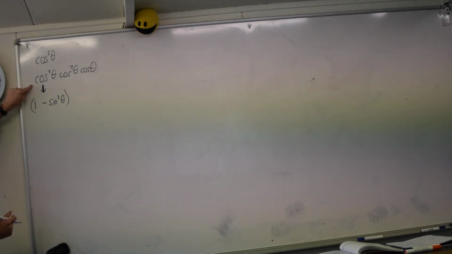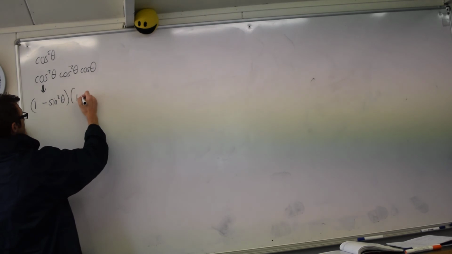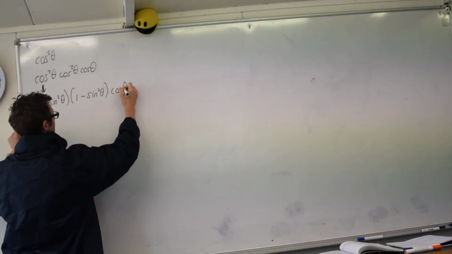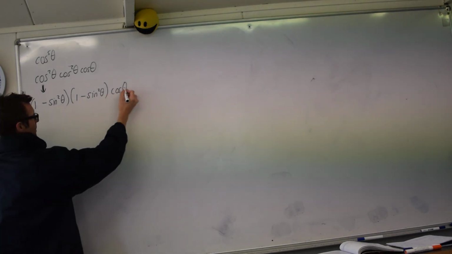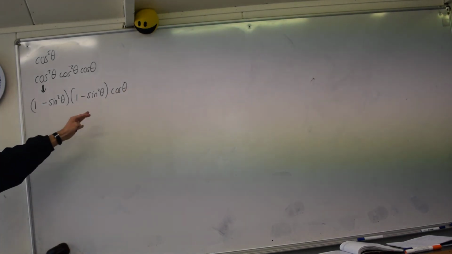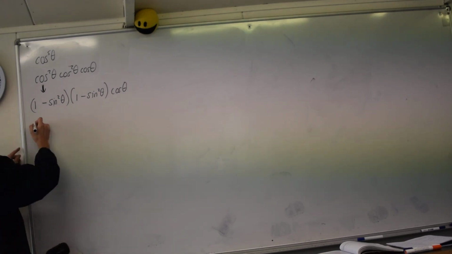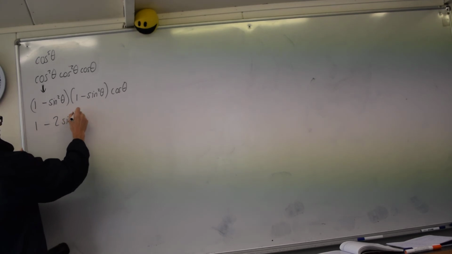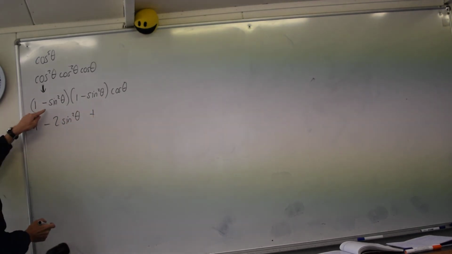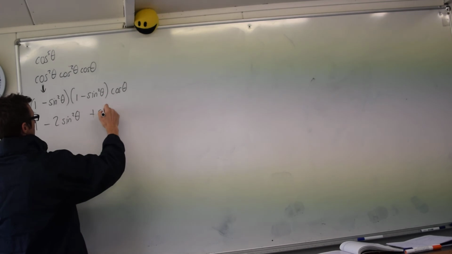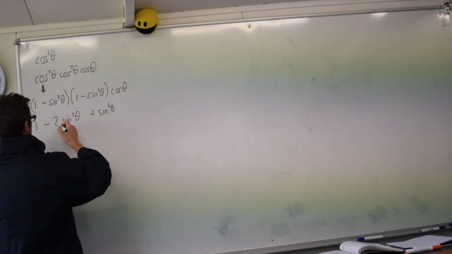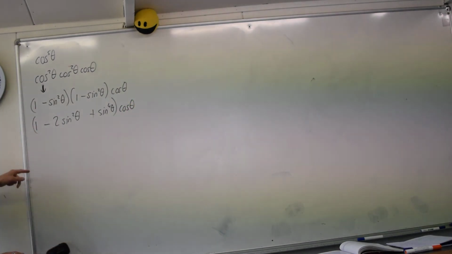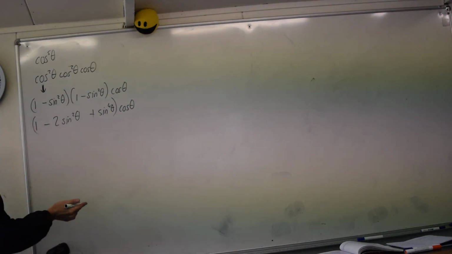So that is this, and then we're going to have another one of those brackets here, and then we're going to have this one here. That's a theta. And what we're going to do now is we're going to expand these brackets. So we could use FOIL 1. We're going to end up with 2 sine squared thetas, and then we're going to end up with a sine to the 4th theta. Now this is all in brackets, and it's all going to be times by cosine theta.